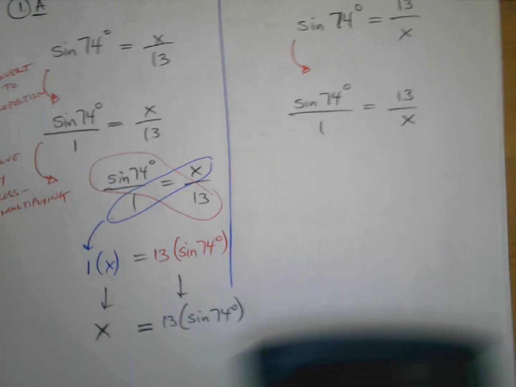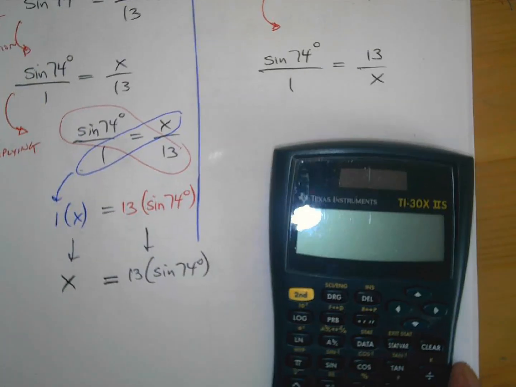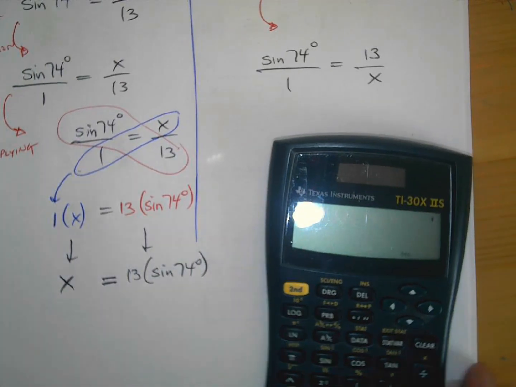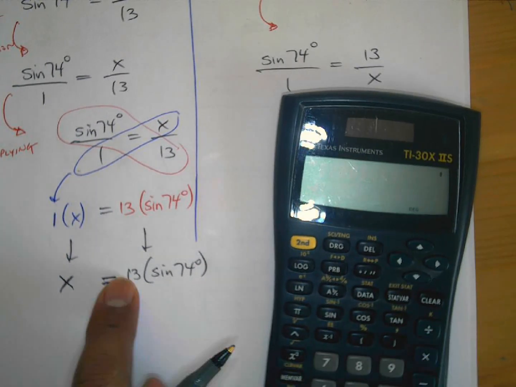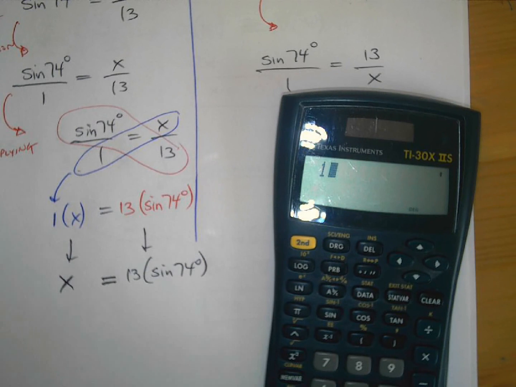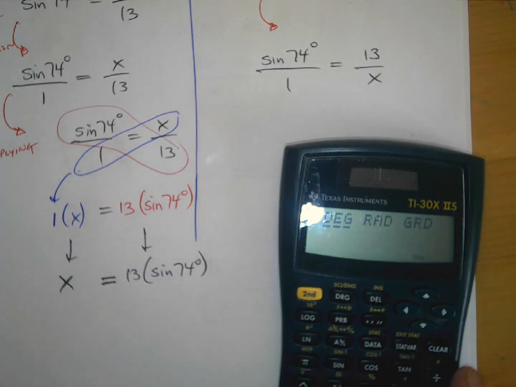Well, if you have this type of calculator that works like this, and you can see it, because you can just simply write this in like this: 13. Oh, by the way, make sure you're in degree mode.